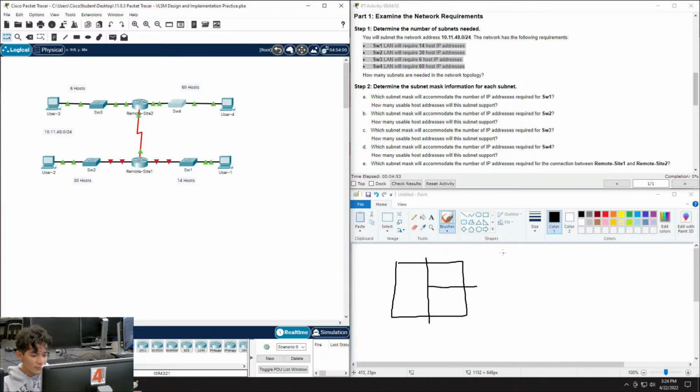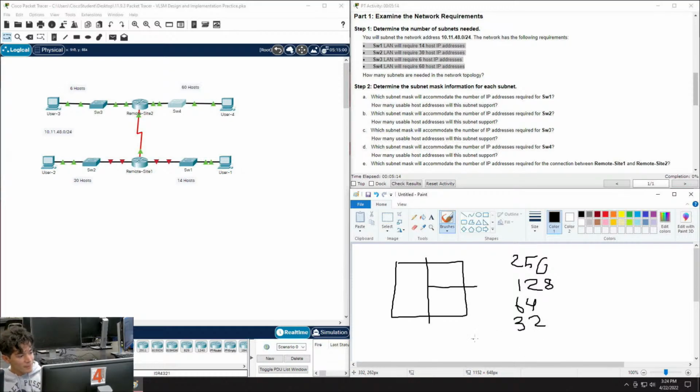So let me write this down. We have 256. And then we split that in half. We have 128. And then we split that in half again. We have 64. And then again, 32. And that would fit the second biggest.